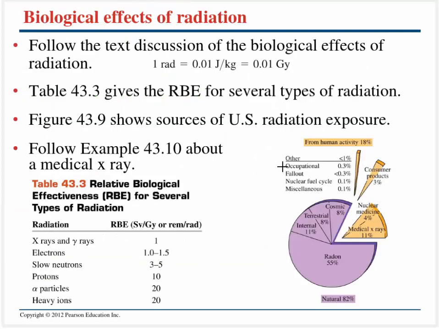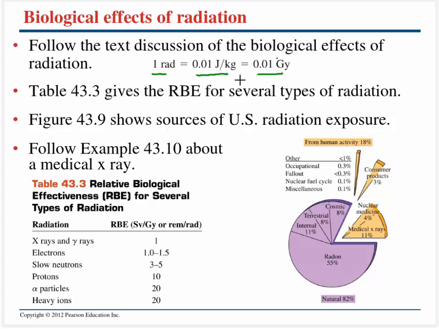Now I just want to talk very briefly about the biological effects of radiation, and when we talk about that, you're going to see a couple of units, and I'm not going to press you too hard on these. You're going to see a rad, which is going to be essentially a hundredth of a joule per gram, or also known as a gray.